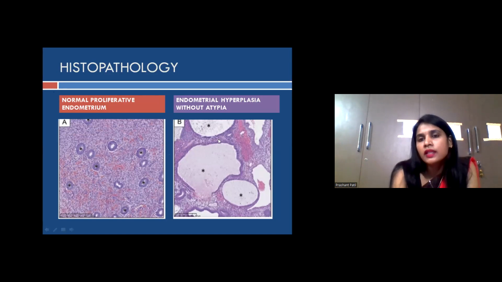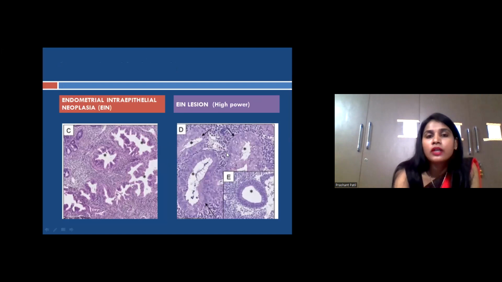Whereas in hyperplastic endometria, this is the one without atypia. Here the glands are already dilated. The gland to stromal ratio is increased, that is more than 50%. The glands have come up, the stroma is decreased. However, the regularity of the glands is maintained. There is no irregular pattern, no convolutions, no complexity involved here. So this is a simple dilated glandular pattern, that is without atypia.